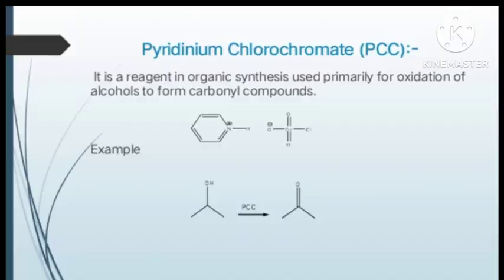Pyridinium chlorochromate is also another oxidizing reagent. It is a milder version of chromic acid. PCC, that is pyridinium chlorochromate, oxidizes primary alcohols to aldehydes and secondary alcohols to ketones. In contrast to chromic acid, PCC will not oxidize aldehydes to carboxylic acids.